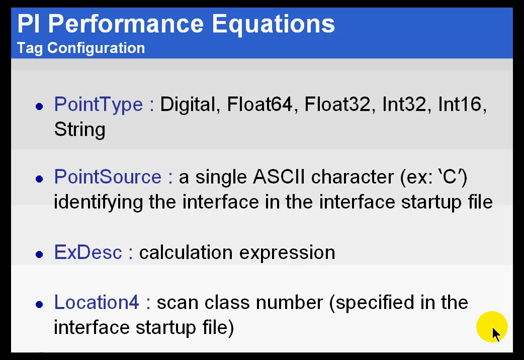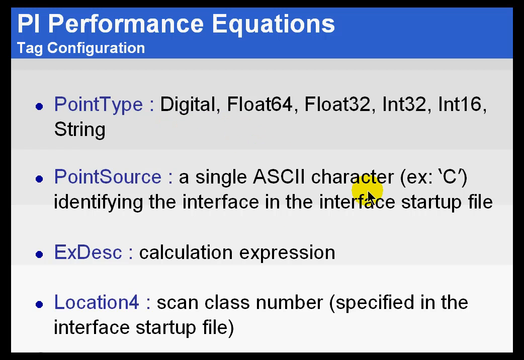Keep in mind as you work with performance equations that these are simply regular PI tags that have certain specific values that we put in things like point source and extended descriptor and location code for scan class, just like any other tag. So these can be any type of tag. You can actually have a performance equation that gives you a digital, using an if-then statement.